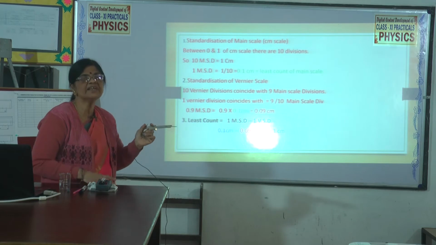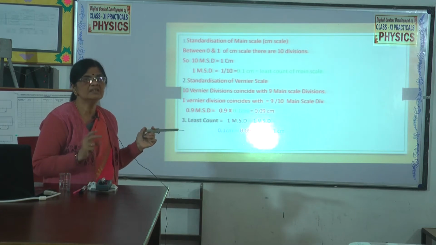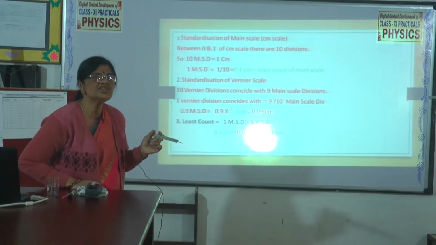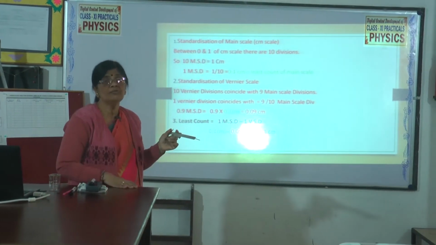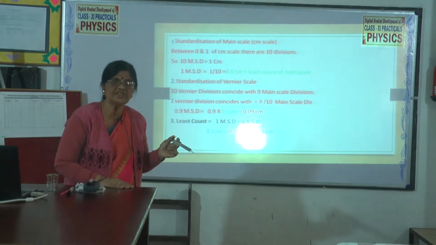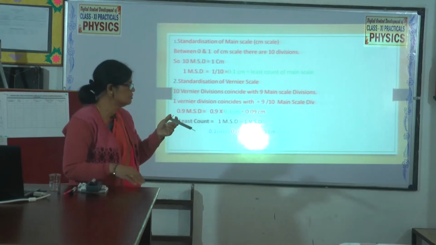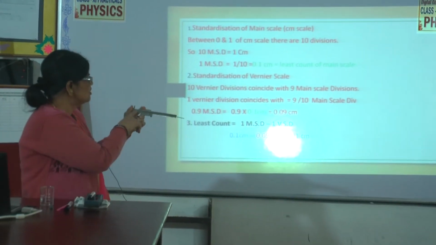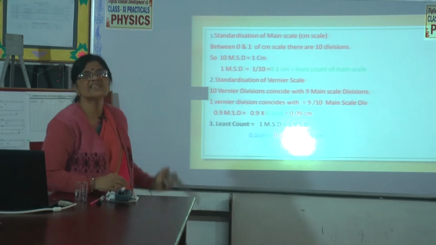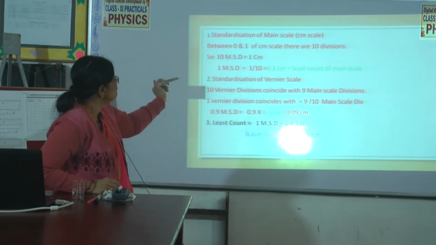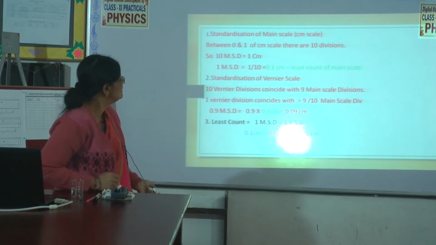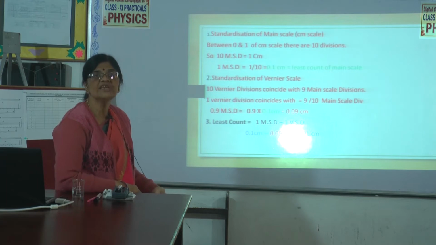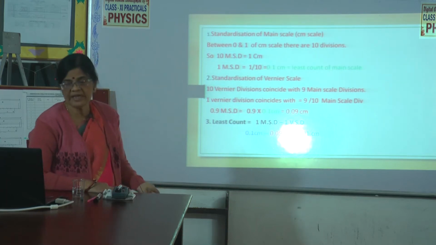In this vernier caliper experiment, we have to write the determination part both in observation as well as in theory. Theory has the definition of least count, and you have to show how you standardize the main scale and how you standardize the vernier scale. So, here I have standardization of main scale. Between 0 and 1, that means 1 centimeter has 10 divisions. So 1 main scale division is how much? 1 by 10th of a cm, which is 0.1 cm. So the least count of the main scale is 0.1 cm.